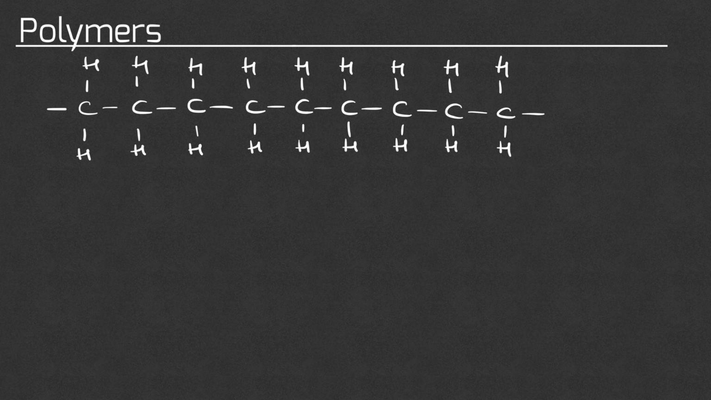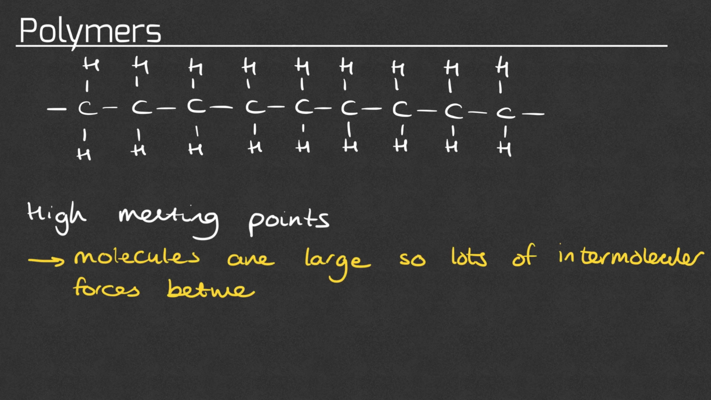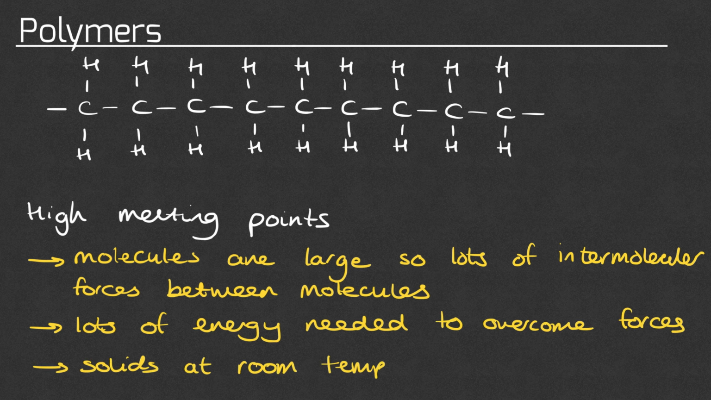This is an example of a long polymer chain. Polymer chains typically have very high melting points. This is because the molecules are very large, so there are lots of intermolecular forces between different molecules. If you've got lots of intermolecular forces between different molecules, that means a lot of energy is needed to overcome these forces, meaning that they are often solids at room temperature.